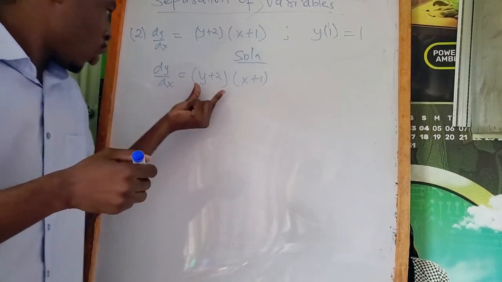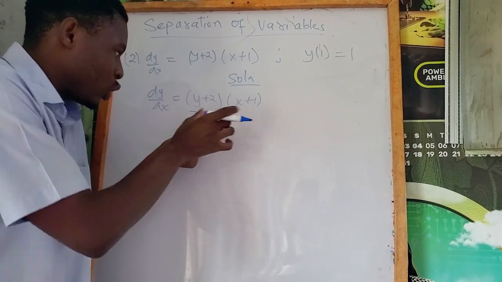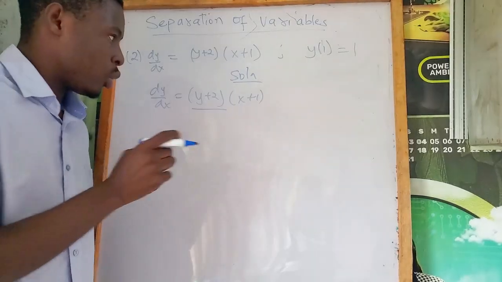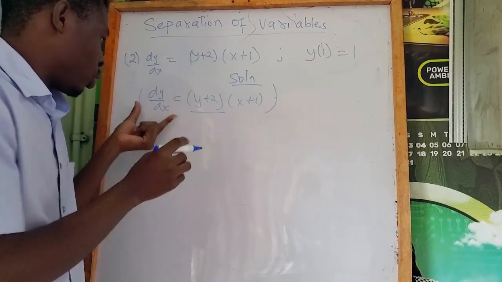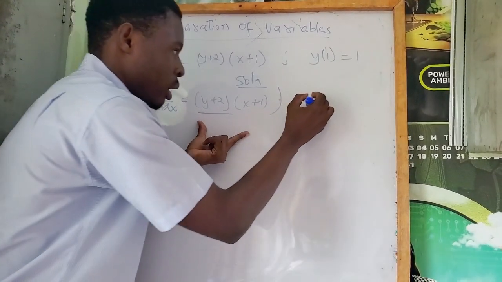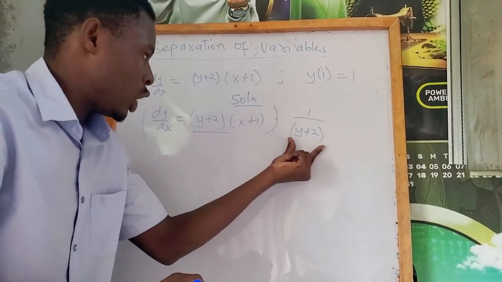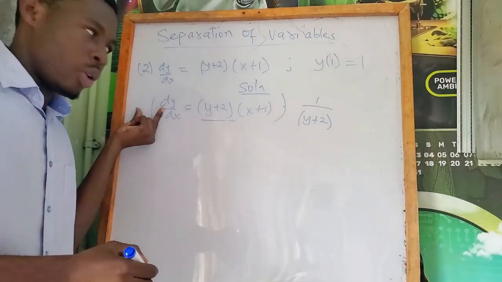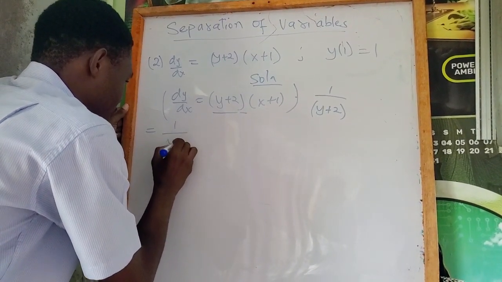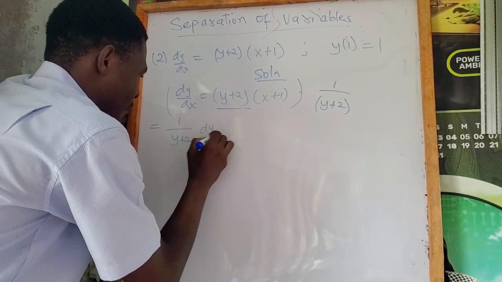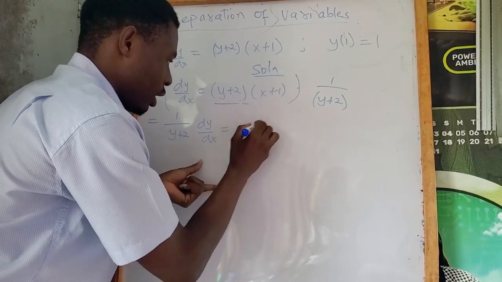Okay, so we can take the whole of this term, because it is multiplying this, to this side. How do we do that? We multiply each side by 1 all over y + 2. It will cancel out here and appear on the other side. So this implies 1 all over (y + 2) times dy/dx is equal to what is left here, x + 1.